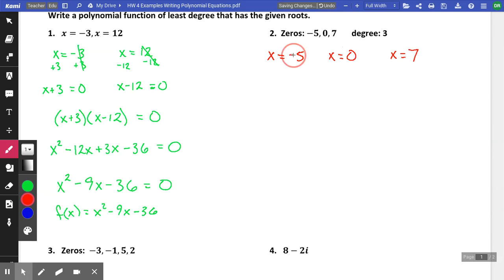Okay, so let's go ahead and go through here. We want to write these in factored form. And so we'll cancel the value on the right side. We want it to equal 0. So to cancel -5, I will add, which means I'll add on the other side.